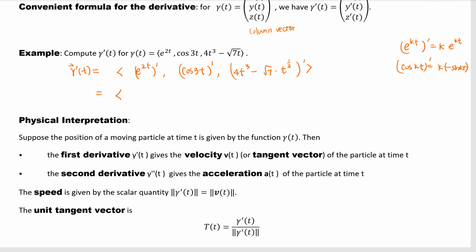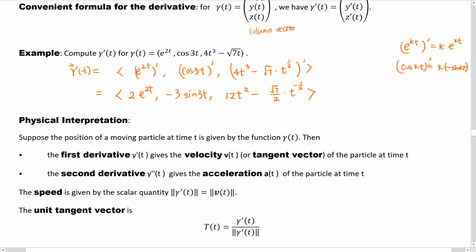So the first coordinate we get is 2e to the 2t. The second coordinate we get is negative 3 sine 3t. For the third, the derivative is 4 times 3, which is 12t squared, minus square root of 7, and then we put the 1/2 in front, times t to the 1/2 minus 1, which is negative 1/2. So that is the derivative. So far so good, everybody?